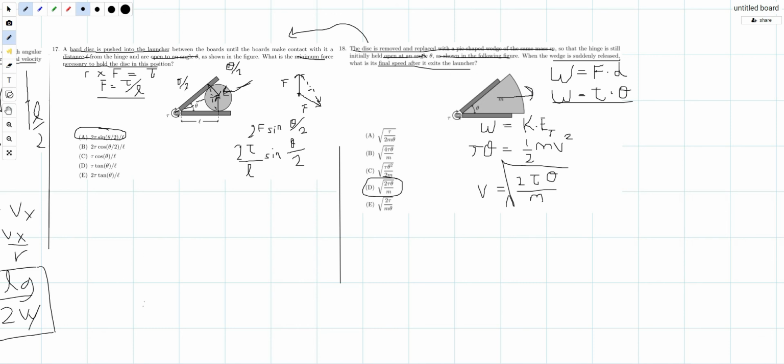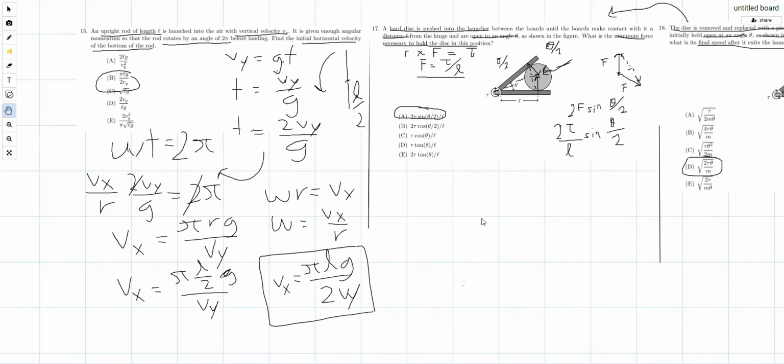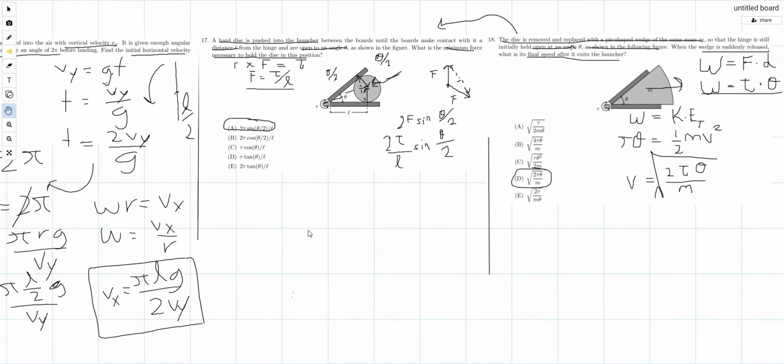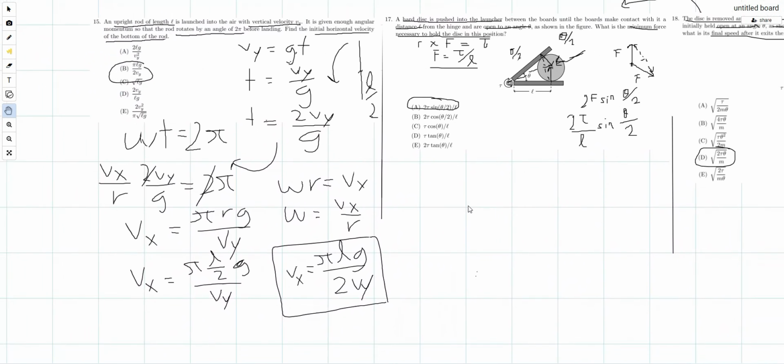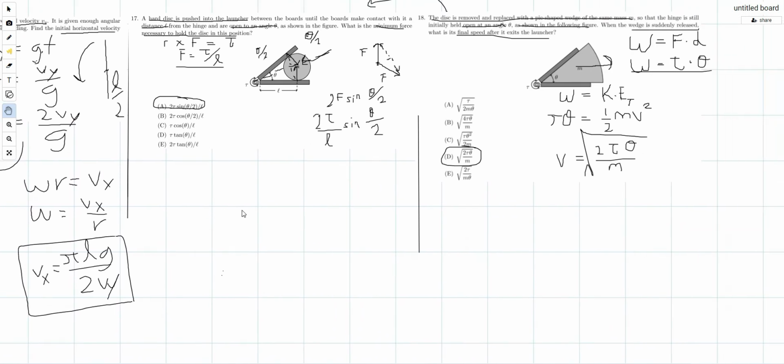So I just went over 3 problems today. The 15, 17, and 18 problems, and I hope that I explained them in a clear way that made sense.